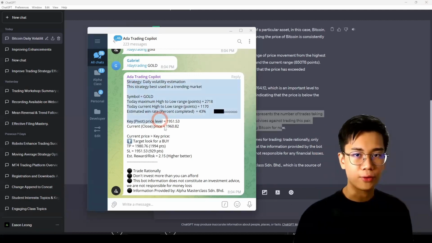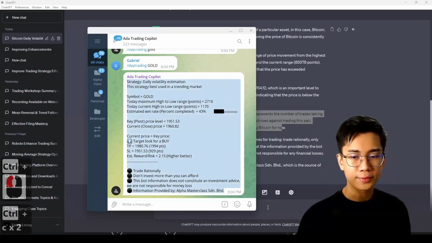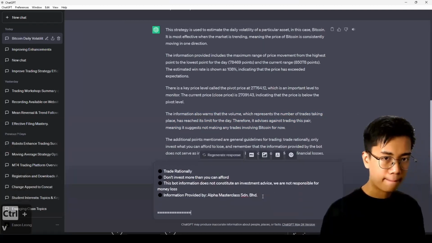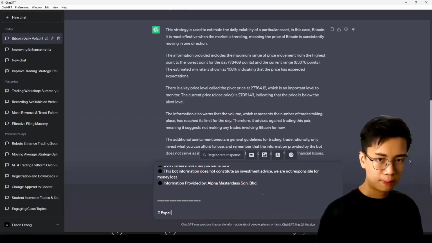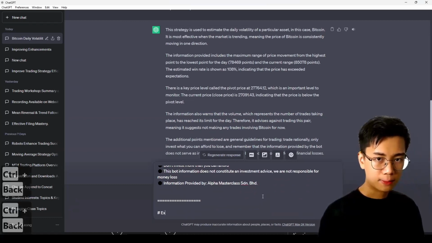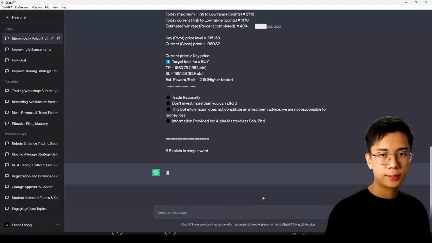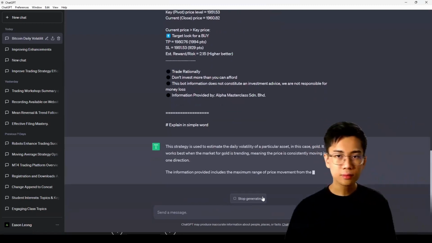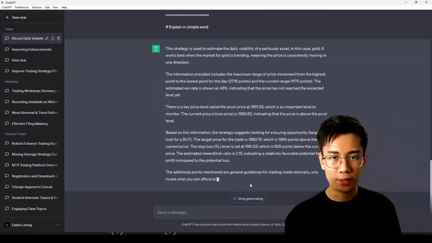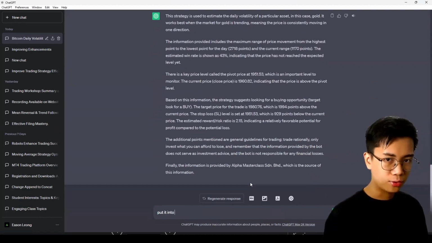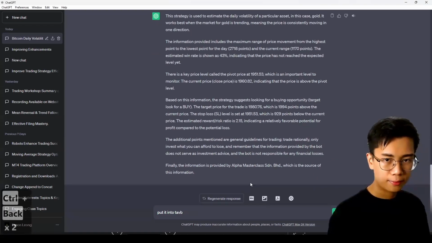So right now we have one more for the gold market. Let me take the gold market and put it here. And I say, explain in simple words. Essentially, this is how it writes, but personally, I would prefer to have it in point form. Put it into table form.